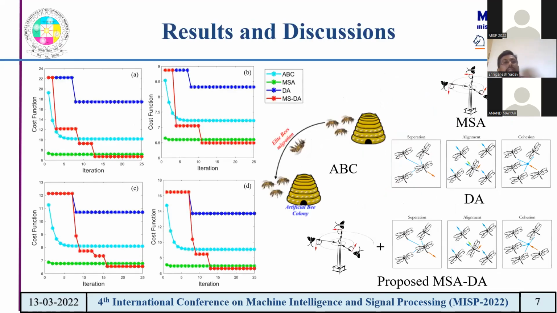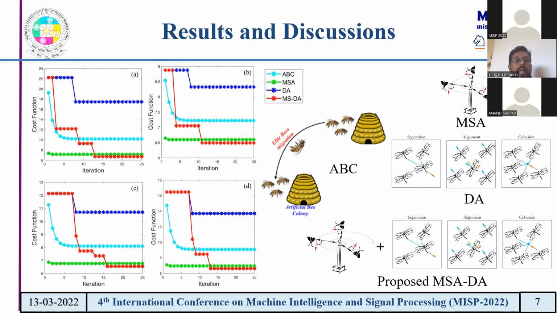Now I will come to the result and discussion. Here the graph which I mentioned in the presentation is cost function versus iteration. So here it is a graph for us. That means basically in the diagram, as per the iteration, how the different algorithms perform with respect to different cost function. So there are 4 cases.